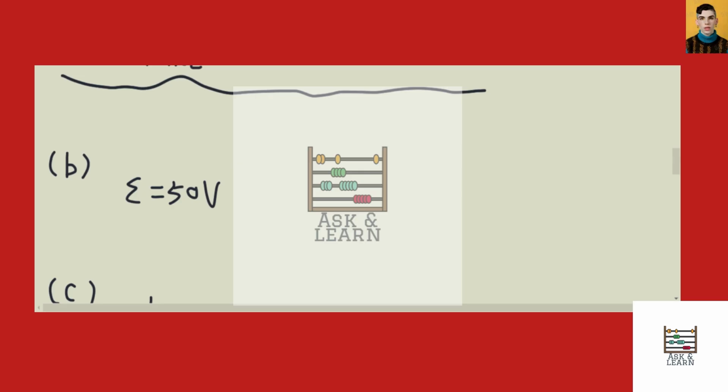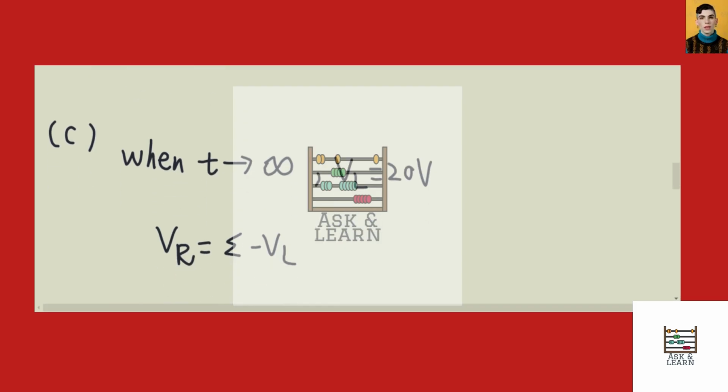For the next question, the potential across the source voltage, which is the potential across EMF, should be 50 volts. Initially there's no current on the resistor, so all the potential is on the inductor, and the potential on the inductor is equal to the potential of the source, which is 50 volts. For question C, when time becomes infinity, the potential across the inductor is 20 volts, which is VL equals 20 volts.